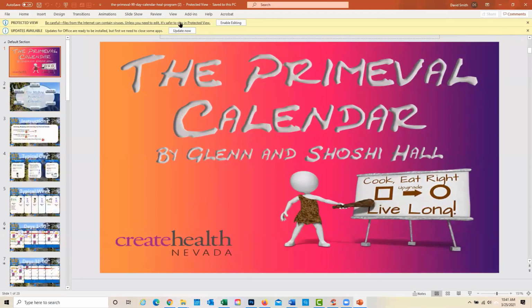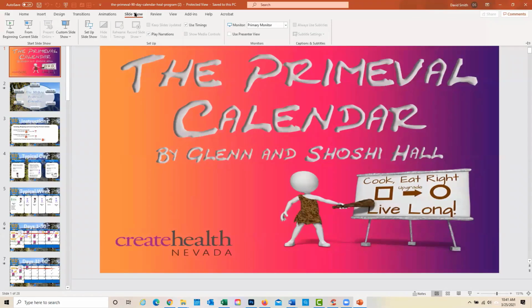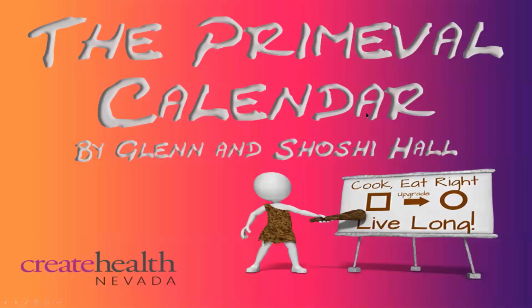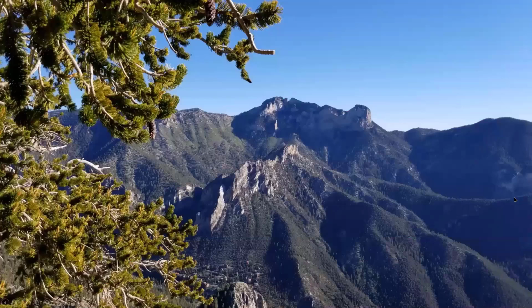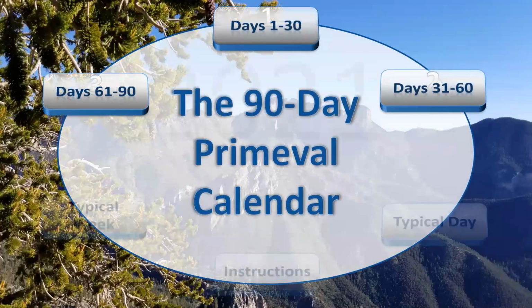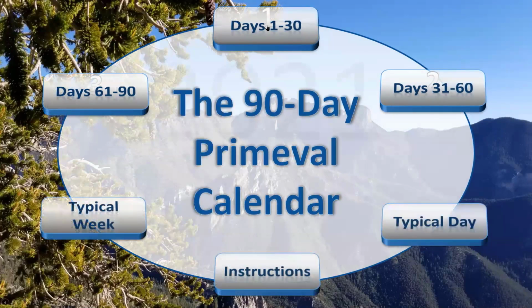And here you go. So what we're going to do is you hit slideshow, and the directions are right in the calendar too. You want to hit from beginning. Okay, now you're into the PowerPoint calendar. I just hit the down arrow, goes to the next screen. And notice on the main screen here, this is a 90-day plan, really. And you've got days 1 to 30, 31 to 60, 61 to 90, and you've got a typical day.